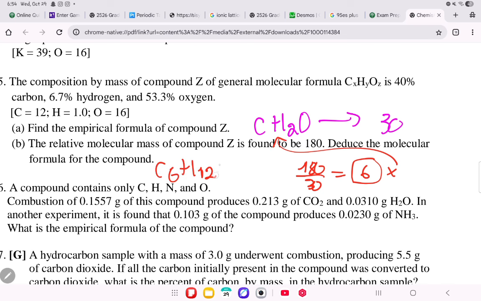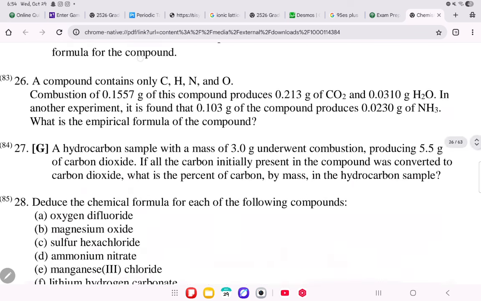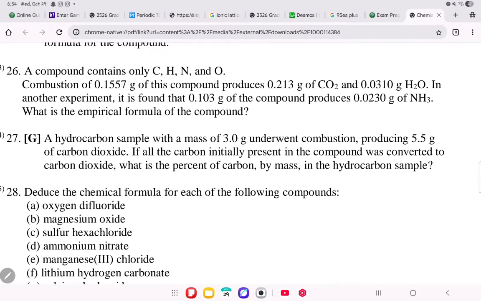We move on to question number 26. What does it say? It says a compound contains only C, H, N, and O. Combustion of this, okay, produces 0.213 grams of CO2 and 0.0310 grams of H2O. In another experiment, okay, perfect. They want us to find the empirical formula of the compound.